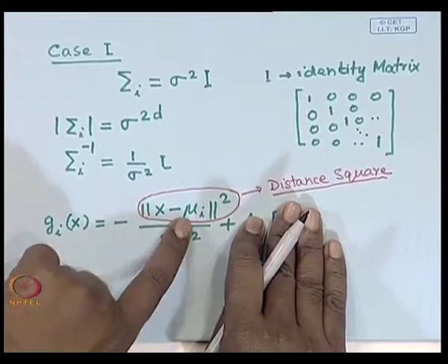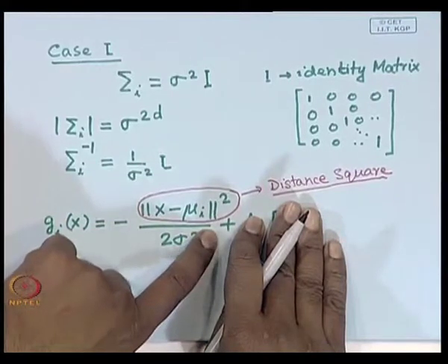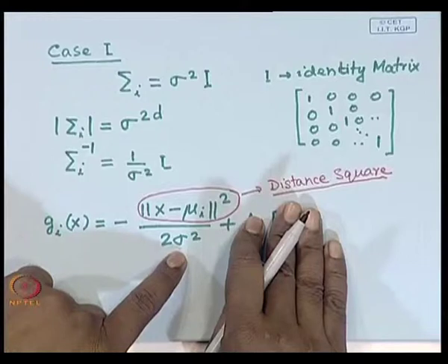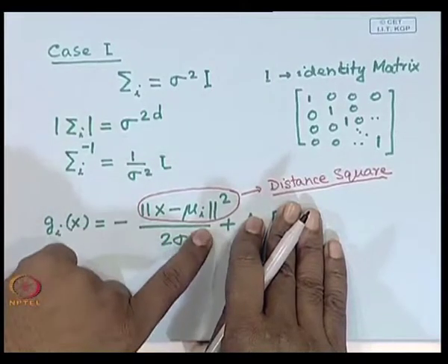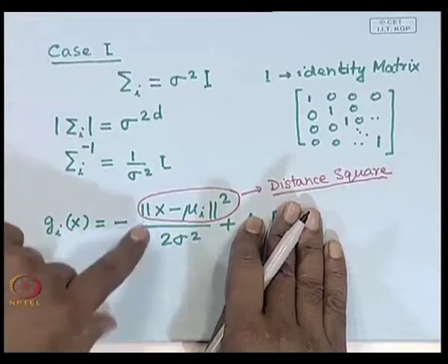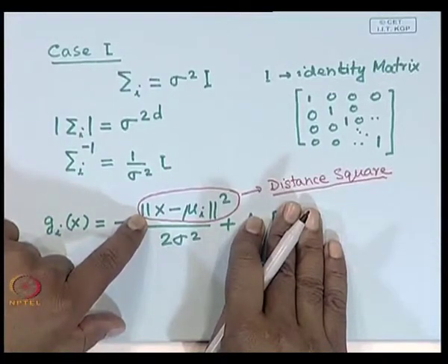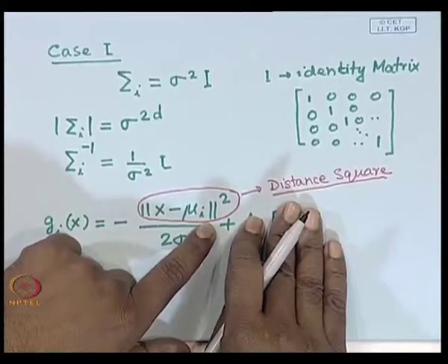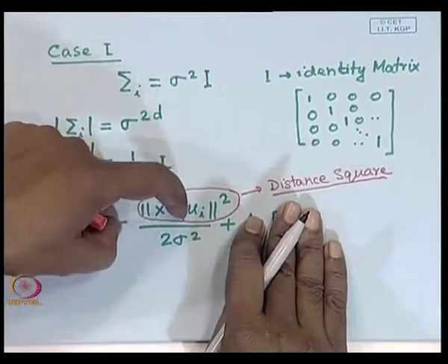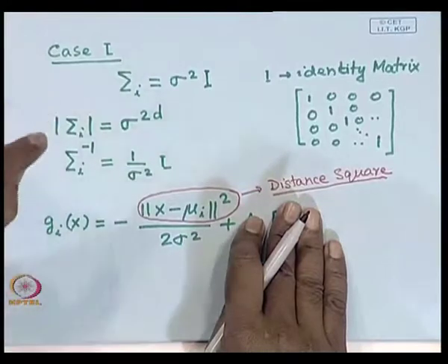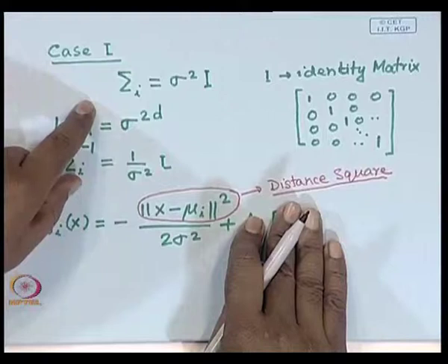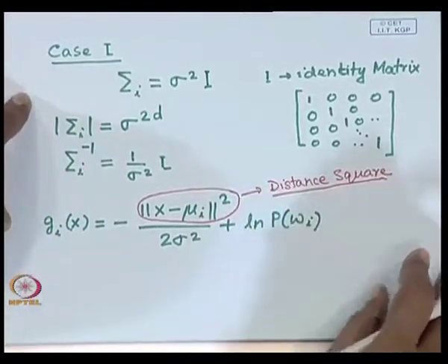And (x − μ_i)² being the squared distance from the mean vector, and all the classes having the same variance σ², you find that this simply becomes a minimum distance classifier. So, given a feature vector x, you simply compute its distance from the mean vectors of all the different classes, and whichever distance is minimum, that is the nearest class mean, this x will be classified to that particular class.